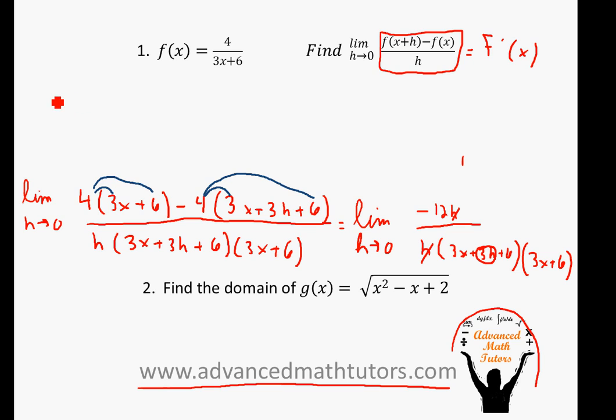We're going to have negative, so the limit as h goes to 0 is going to go away because we're plugging in 0 for h here. These h's canceled, this one turns into 0, and your final answer is negative 12 over 3x plus 6 times 3x plus 6, which is negative 12 over 3x plus 6 squared.